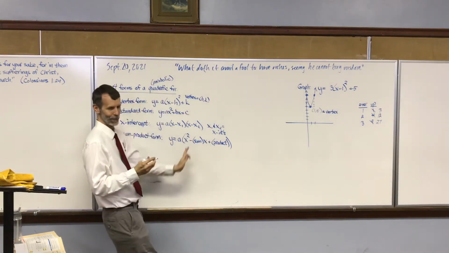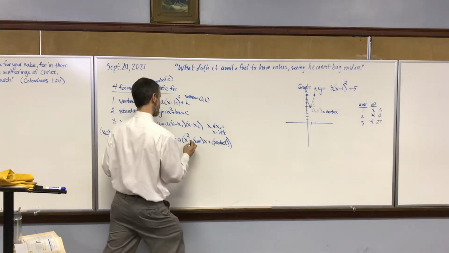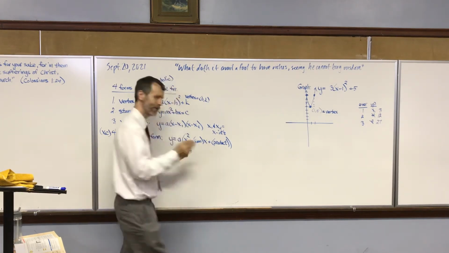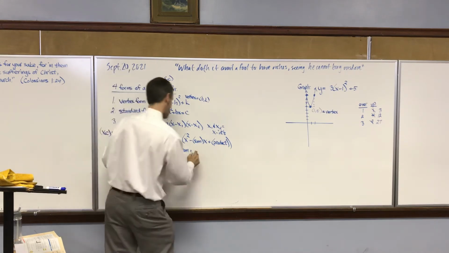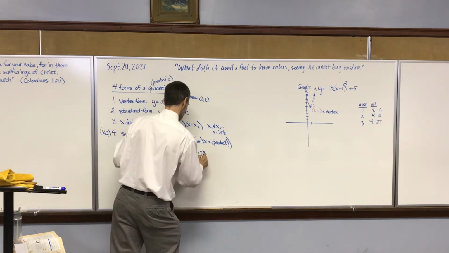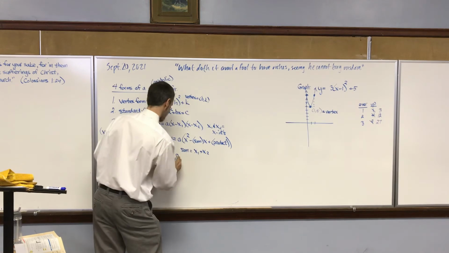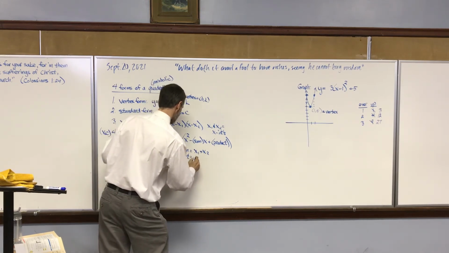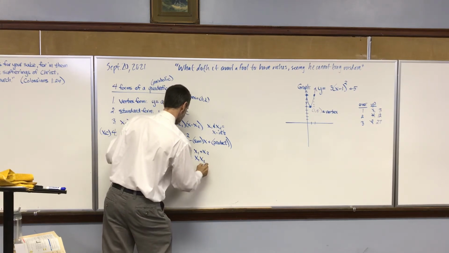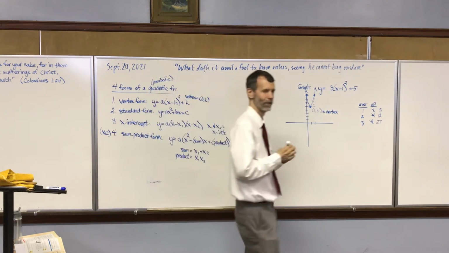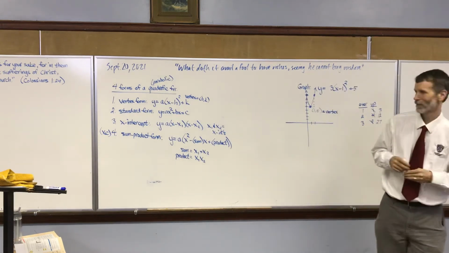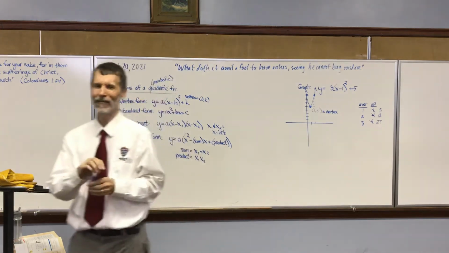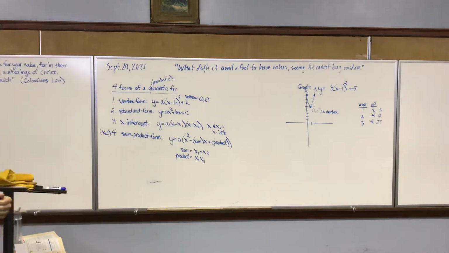Again, a is the height multiplier for every single one of these. Sum is basically the two x-intercepts added. It's x1 plus x2. And the product, so you can probably guess, is x1 times x2. It's an obscure form. It comes in very, very handy sometimes, especially when we do complex roots.